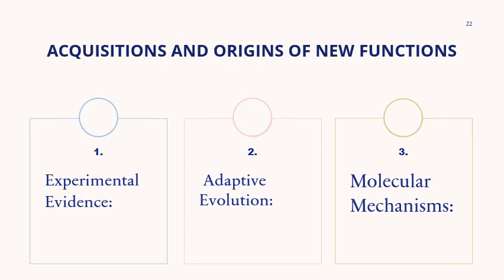So, to wrap it all up, the acquisition and origins of new functions in genetics are fundamental to the process of evolution. Genetic mutations, gene duplication, gene fusion, exaptation, co-option, HGT, and co-evolutionary interactions are some of the mechanisms through which new functions can arise. These processes underpin the diversity of life on Earth and contribute to the ongoing adaptation and evolution of species.